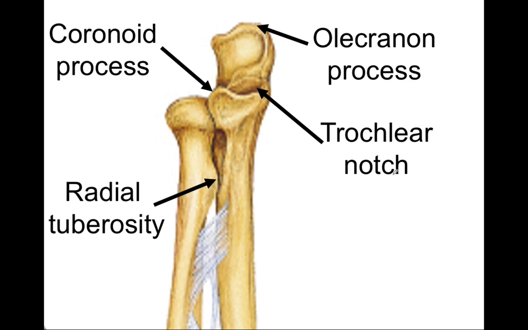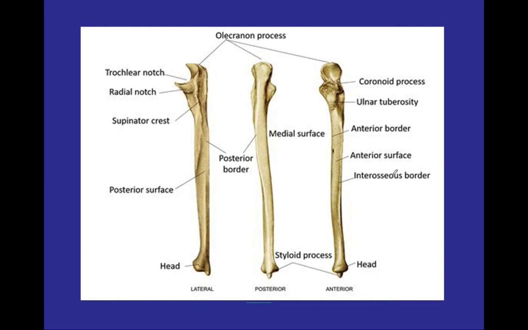This is just another picture to show you the olecranon process, the coronoid process, and the trochlear notch. Now, one nice way to remember how the ulna is named is the ulna has a U on it. And so this is one easy way to remember which bone is the ulna.